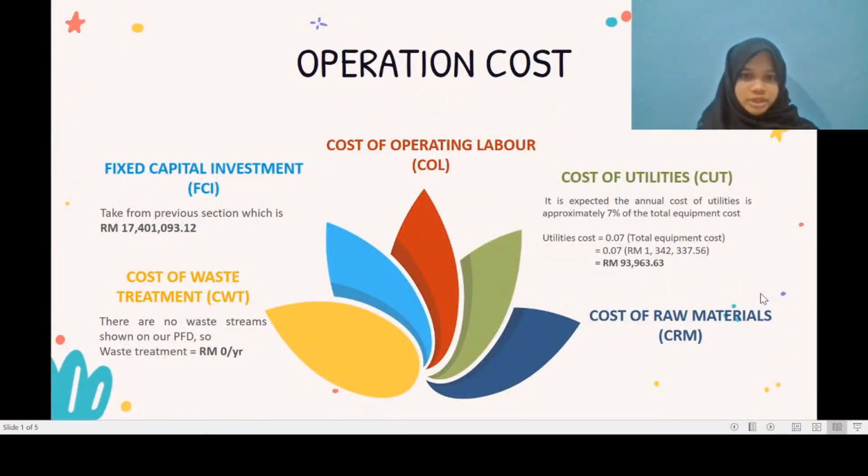Now we move on to the operation cost, where we need to have 5 things. First, FCI. We got FCI from the previous section already, which is 17,401,093.12 ringgit. For the cost of waste treatment, since there are no waste streams in our PFD diagram, we can estimate it as 0 ringgit. For the cost of utilities, it is expected that the annual cost of utilities is approximately 7% of the total equipment cost. Total equipment cost also comes from the previous slides in the capital section. So the utility cost, we got 93,963.63 ringgit.